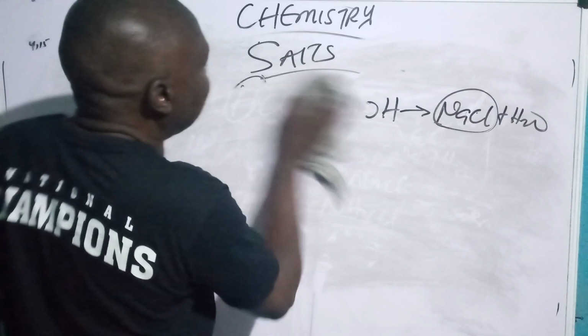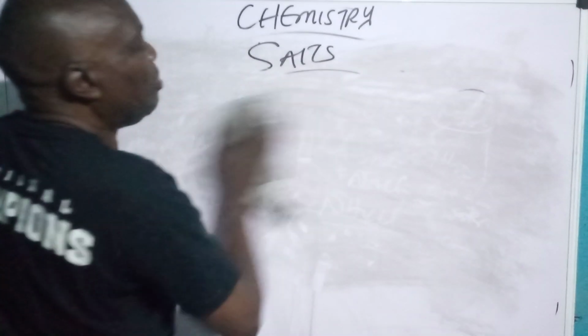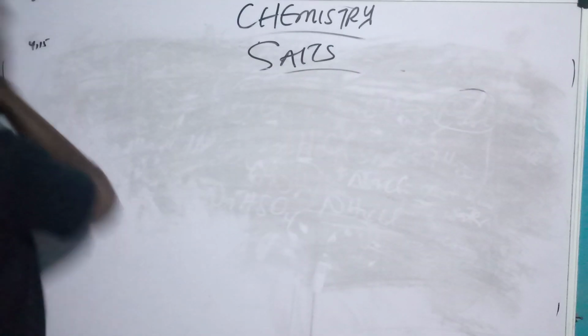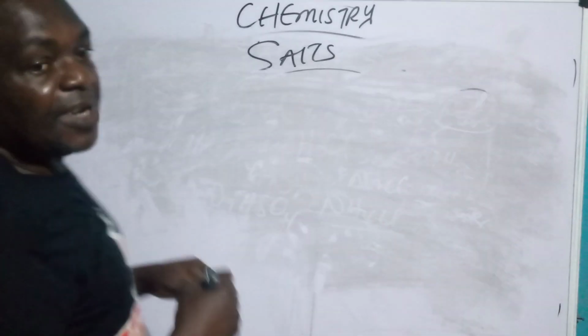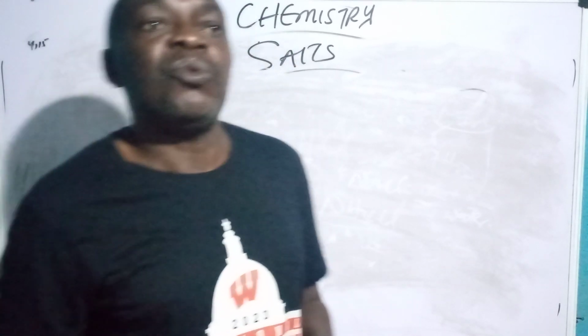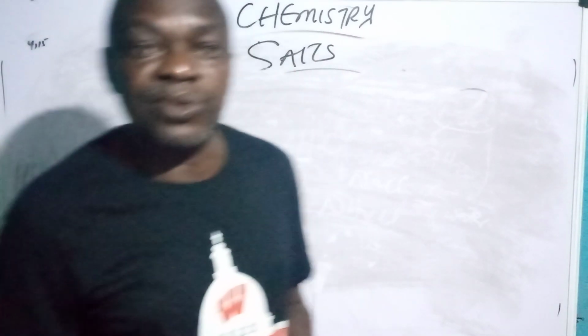A salt is a compound formed when all or part of the ionizable hydrogen ion of an acid is replaced by a metal or ammonium radical, or ammonium ion.